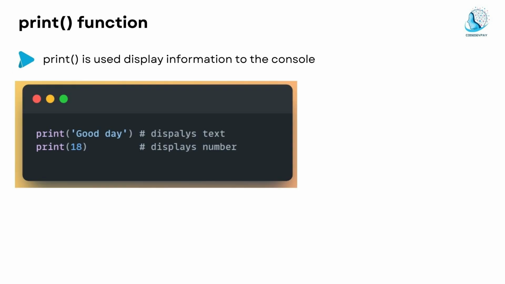Let's look at the print function. The print function is one of the most important functions that we use in Python. Print is simply used to display information to the console. For example, we have print in brackets good day. This displays the text good day in the console. For the second one, we have print in brackets 18. The 18 here is a number, so it means we want to display the number 18 inside the console.